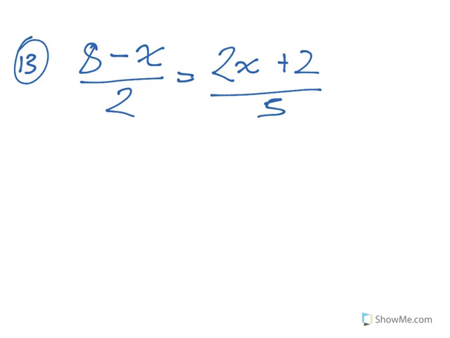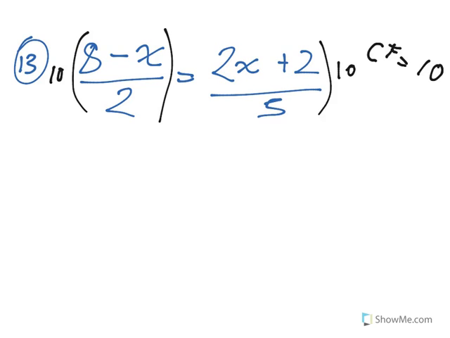We have (8 minus x) divided by 2 equals (2x plus 2) divided by 5. The very first thing we want to do is find a common factor of 2 and 5. We know that both 2 and 5 can go into 10, right? Common factor of 2 and 5 is 10. Let's multiply these groups by 10, okay?